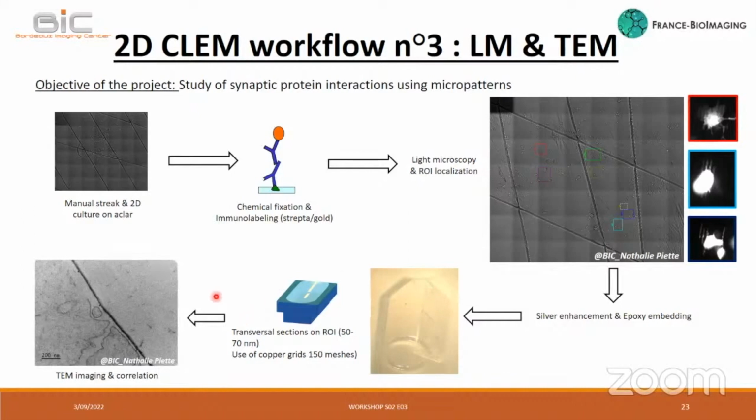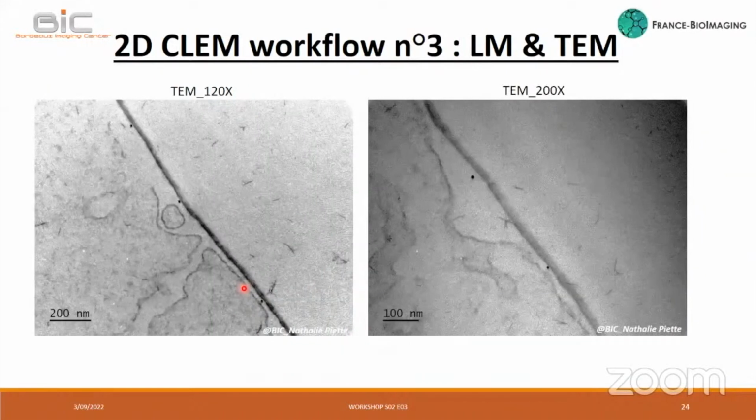In this case, we did transversal sections because the aim of the study is to analyze the interaction between cells and support. That's why we did transversal sections. As a result, we visualize the gold beads at very high magnification to obtain the ultrastructural context of the same ROI.